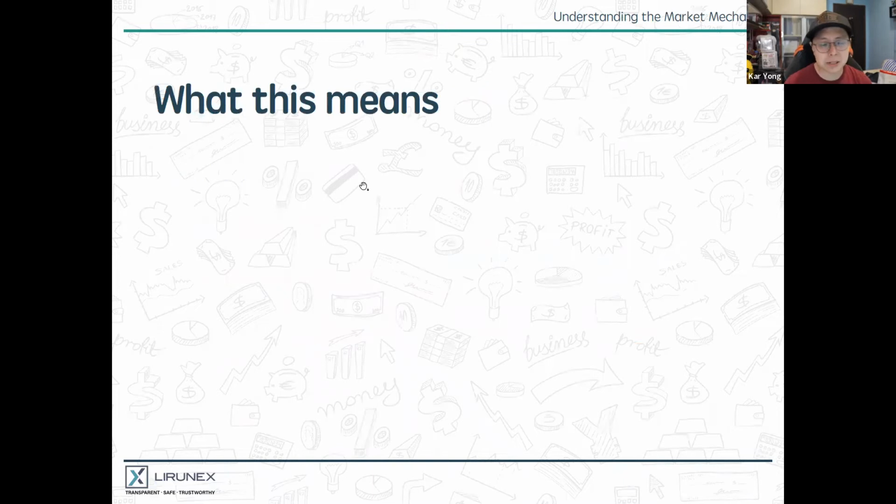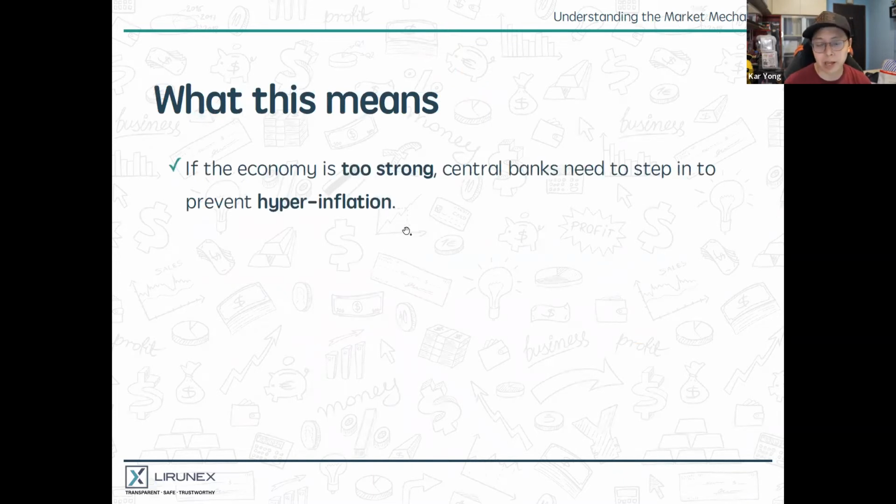Okay. What does this mean to you and I? Basically, in short, if the economy is too strong, growing too fast, or inflation is too high, which is what we're experiencing right now, central banks need to step in to prevent hyperinflation. Now, hyperinflation basically means that prices of goods and services just keep going up, and it's kind of lost control. Okay, for example, some countries have experienced that before.